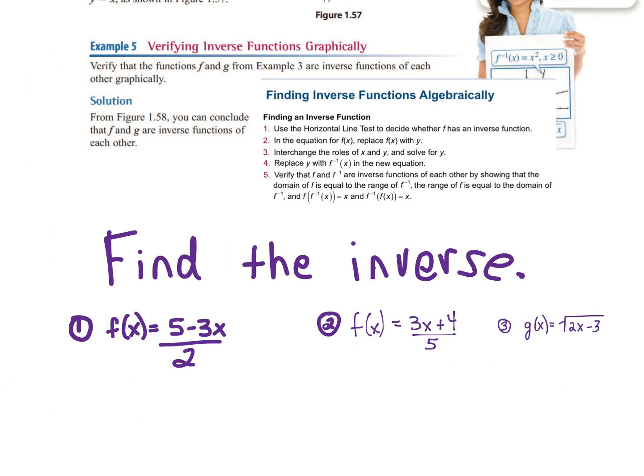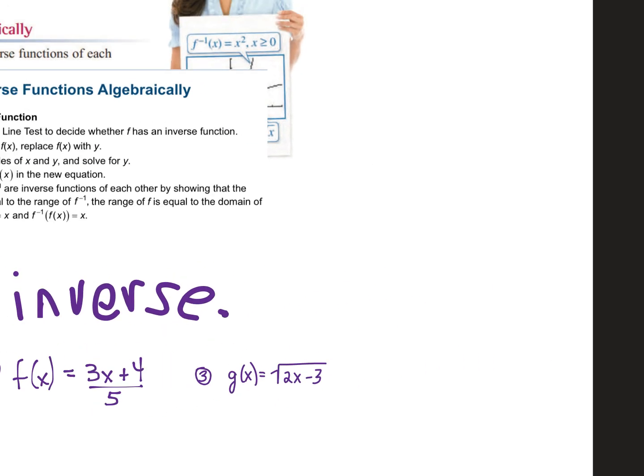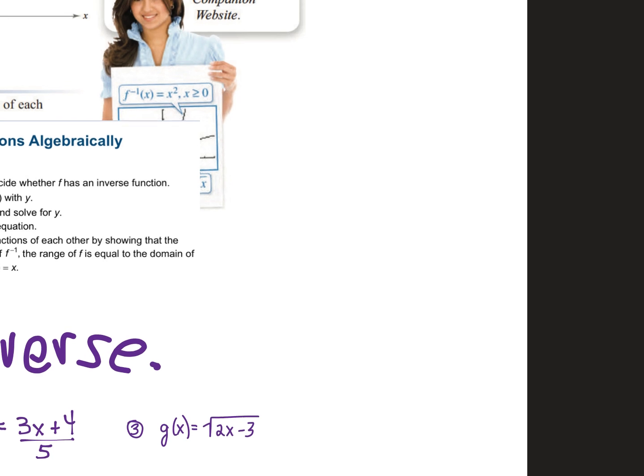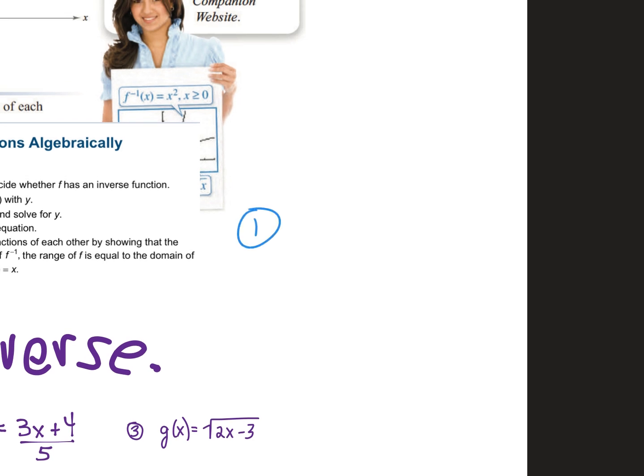Okay? Now we're going to talk about algebraically. This is how you do it from the book. I'm going to write down even simpler steps. We're going to go through 3, and you're going to say, hey, this isn't so bad. So step number 1, replace f of x with what letter? With y. Perfect.